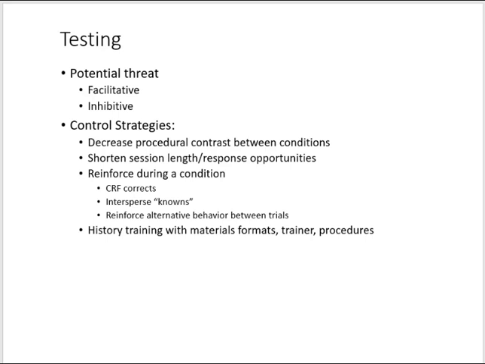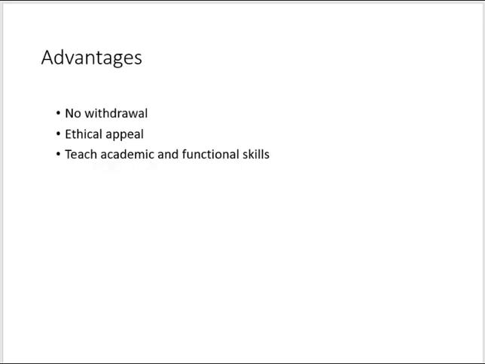Testing is a potential threat because of the repeated measures, right? There could be facilitative or inhibitive effects of testing. Our strategy to control for this might be to use the probe instead of the baseline. That gives you some intermittent collection. Decrease procedural contrast between conditions, shorten session length, or adjust response opportunities. We could reinforce during some conditions, like interspersing knowns with unknowns, reinforcing alternative behavior between trials.